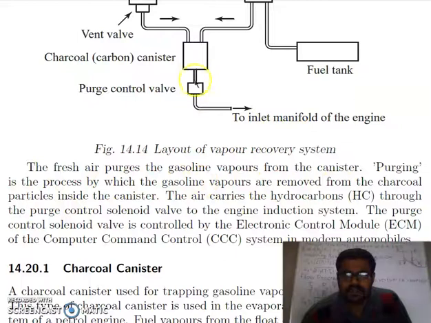So this process is called purging. The fresh air purges the gasoline vapor from the canister. Purging is a process by which gasoline vapors are removed from charcoal particles inside the canister. The air carries the hydrocarbons through the purge control solenoid valve to the engine induction system. The purge control solenoid valve is controlled by an electronic control module, ECM. This is your purge control valve. So when this valve is open, whatever vapors are here will go into the engine.